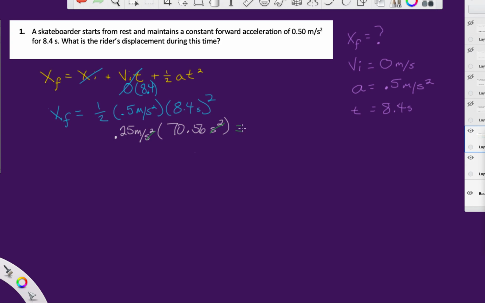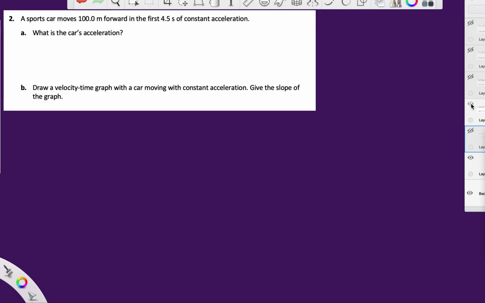So 70.56 times 0.25 gives me an answer of 17.64 meters. And I can leave it like this because I'm looking at the two decimal places, and there are two decimal places up here, so I can leave it just like this. I don't have to round to anything. Right, so that's the answer to the first one. That's how you get there. There's your formula. By the way, you're going to use the same formula in the next one.